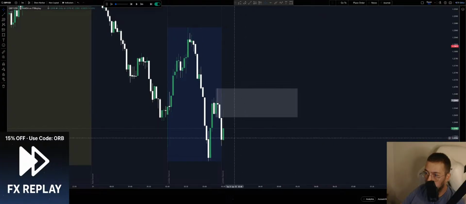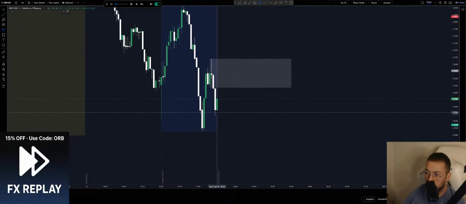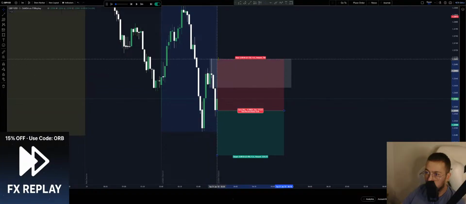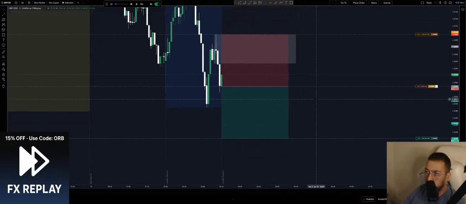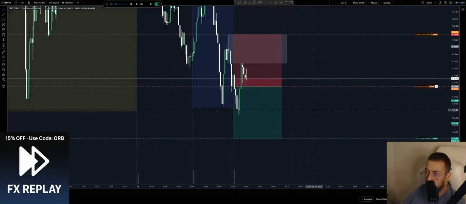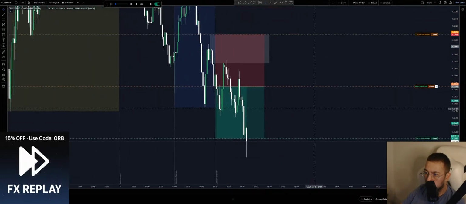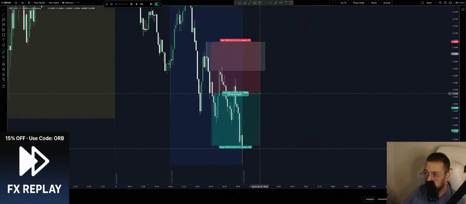Okay. Oh, clean retest. Stop order here. Stop is here. 1-to-1. And that is our entry. TP hit. Very clean. Okay.